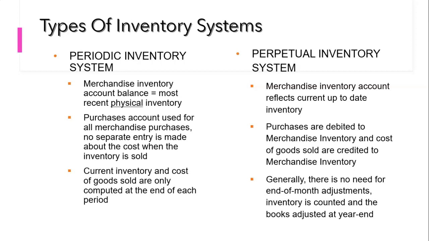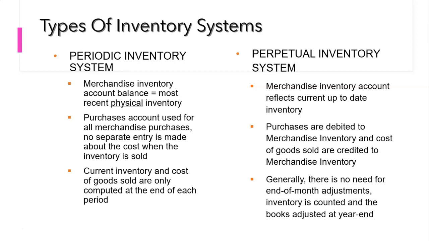Going back over to the periodic system, the current inventory balance is only calculated once at the end of each month, and the cost of goods sold is calculated. We don't have a separate account in the chart of accounts for the cost of goods sold. It's just something we calculate at the end of the month. We actually take a physical count of the inventory. We calculate out what its cost is based on that physical count, and we calculate out what the cost of the goods that we sold that month was from that physical count. We do that at the end of each month.